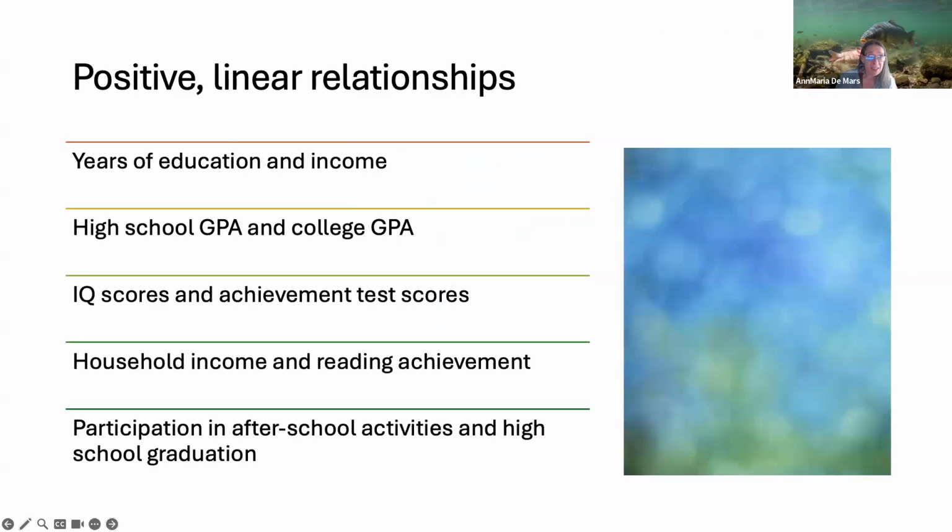Some examples of positive linear relationships: years of education and income have a positive relationship. High school GPA and college GPA are quite positively related. Fortunately, undergraduate GPA and graduate GPA, well, they are positively related.